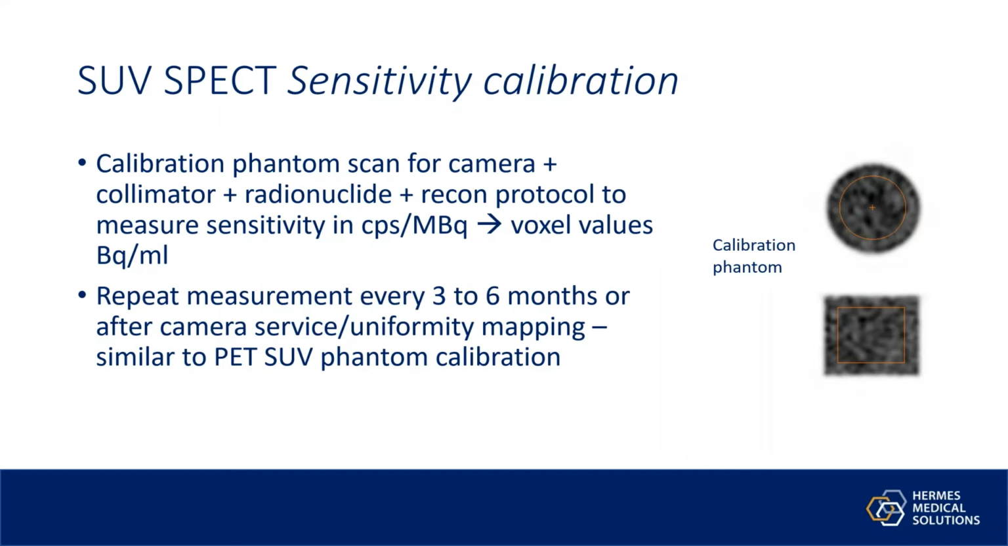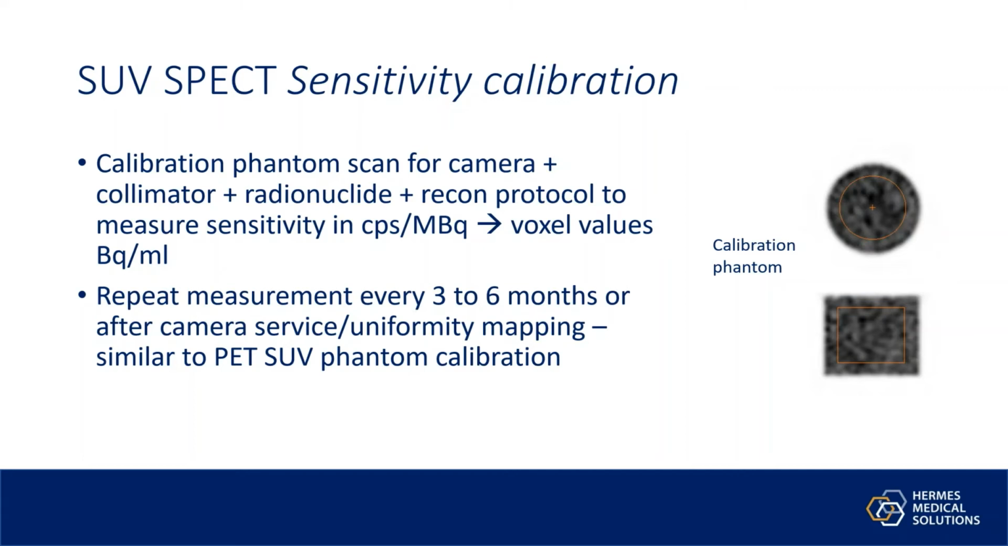The way that we recommend to do this is to use a uniform phantom, scan it with the same camera, collimator, radionuclide, and reconstruction protocol that you're going to use on your patients. From that, we can measure a sensitivity factor in counts per second per megabecquerel, so CPS per MBq. That sensitivity factor is then saved in your reconstruction protocol and can be applied every time you do that reconstruction. That gets the voxel values of your reconstructed SPECT into becquerels per mL.